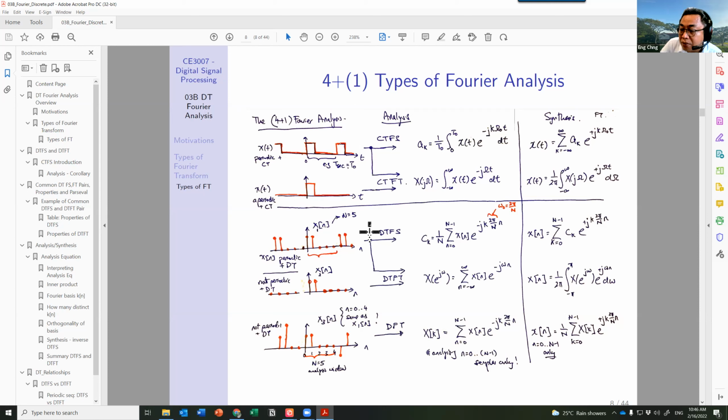So this is called the analysis equation. We take the input sequence x[n] and analyze it and break it into the frequency representation C_k, k equals 0 to big N minus 1.